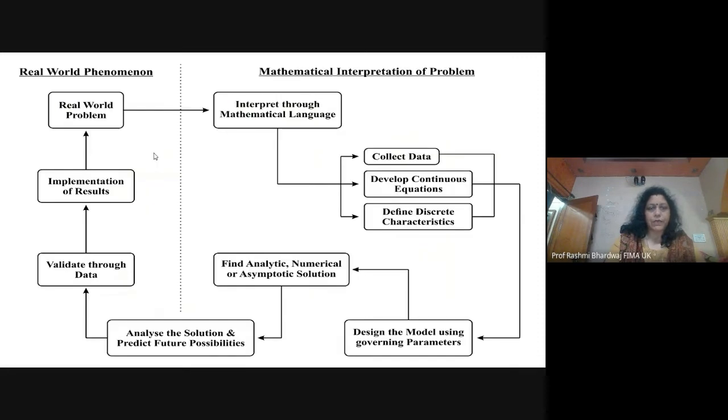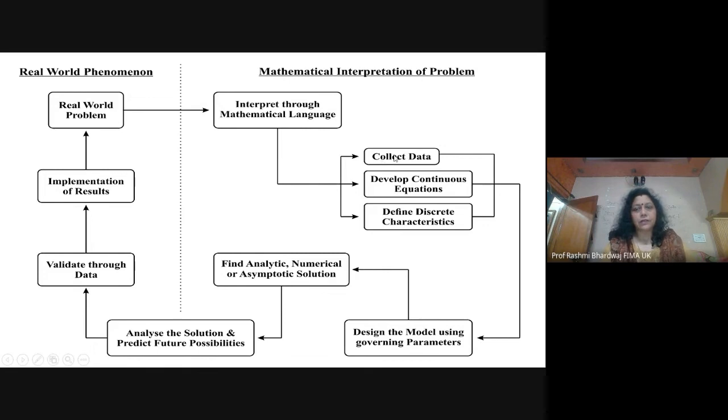So in simple terms, if we say this is our complete system, any real world phenomenon is known as a real world problem. Now we translate this real world problem using our mathematical interpretation into a mathematical language. So there are normally three ways of solving this type of problem.